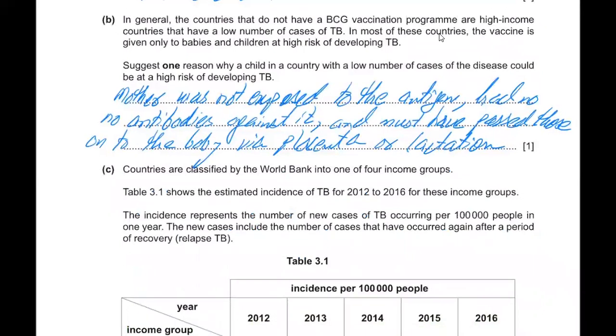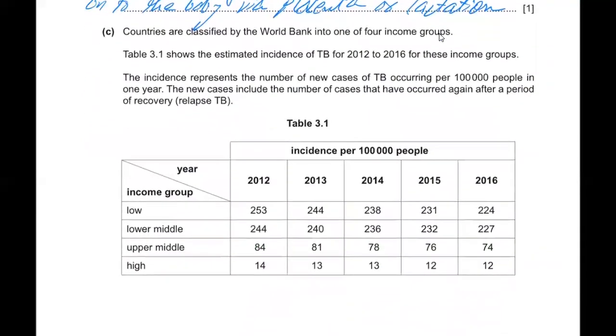State one reason why a child in a country with a low number of cases of the disease would be at a high risk of developing TB. So the mother was not exposed to the antigen initially. She had no antibodies against it, and she would not have passed those antibodies to the baby by placenta or by lactation. As a result, the baby will be more susceptible to getting infected.